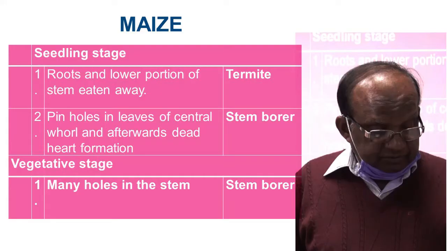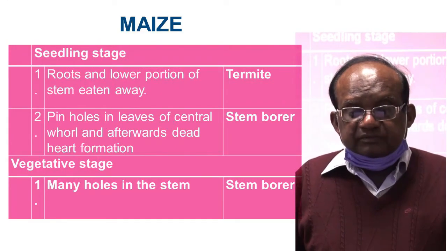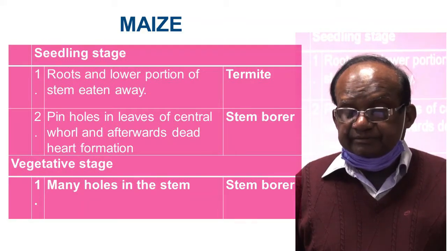Maize is the second most important cereal crop in the country. So in the seedling stage, root and lower portion of the stem eaten away.